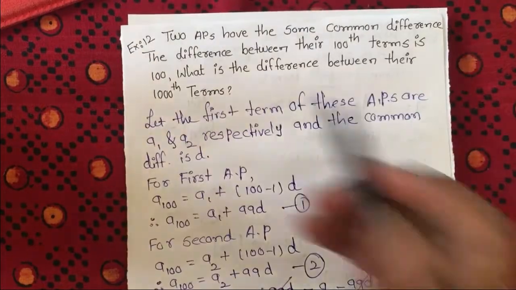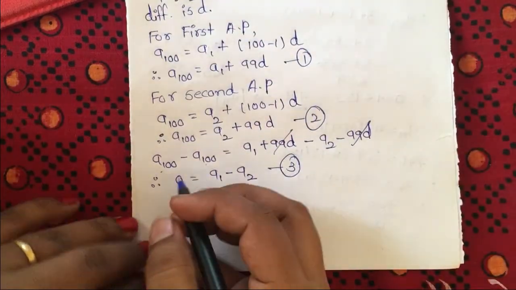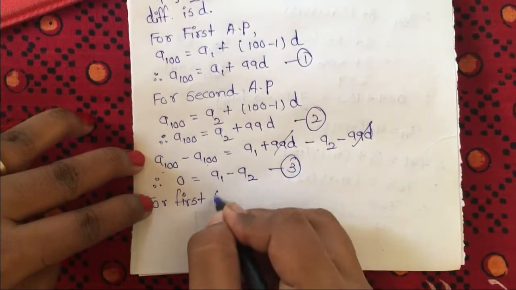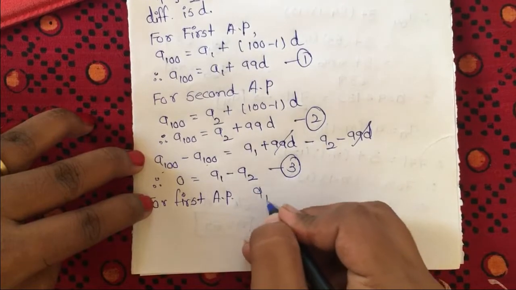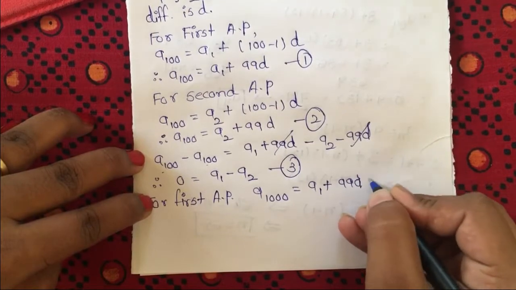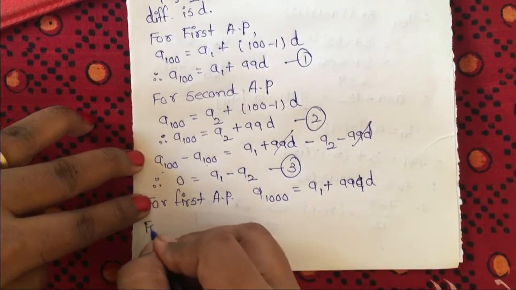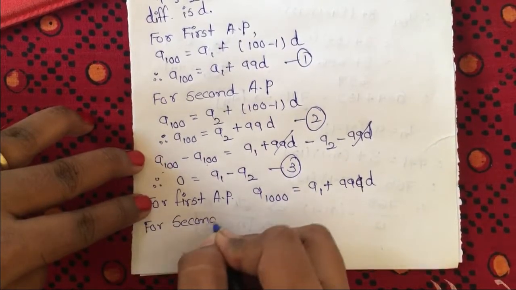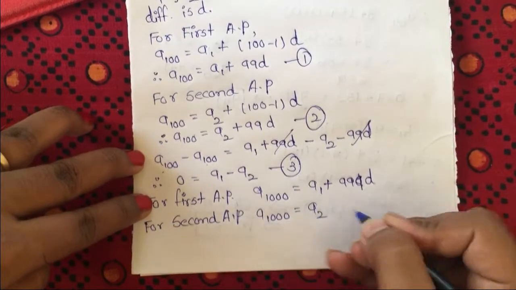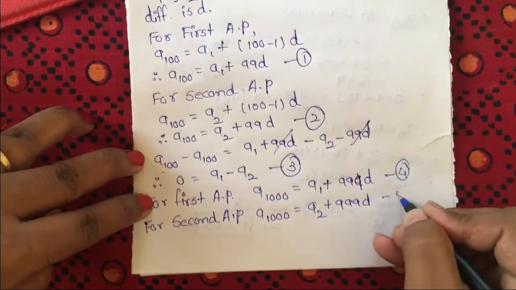Now what we have to find? So what is the difference between the 1000th term? Okay, so now we have to find the 1000th term. So for first AP, the 1000 term will be A1000 is equals to A1 plus 999D. Is that clear? It is 1000 minus 1, that is 999D. And for second AP, A1000 is equals to A2 plus 999D. So this is equation number 4 and 5.